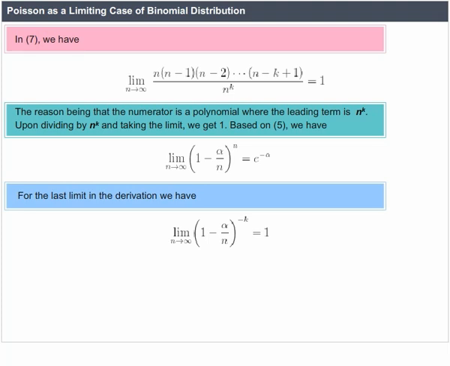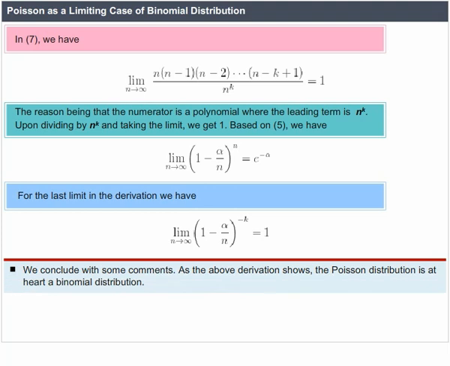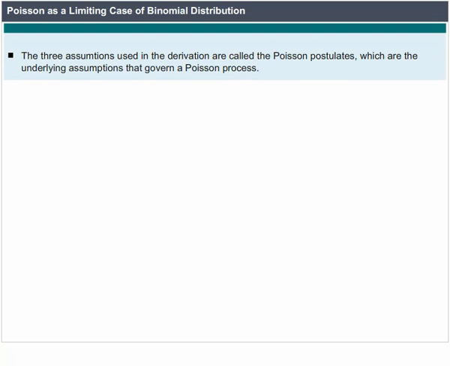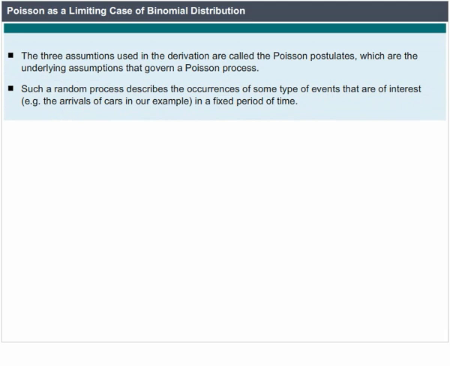We conclude with some comments. As the above derivation shows, the Poisson distribution is at heart a binomial distribution. When we divide the unit time interval into more and more subintervals, as the subintervals get more and more granular, the resulting binomial distribution behaves more and more like the Poisson distribution. The three assumptions used in the derivations are called the Poisson postulates, which are the underlying assumptions that govern a Poisson process.